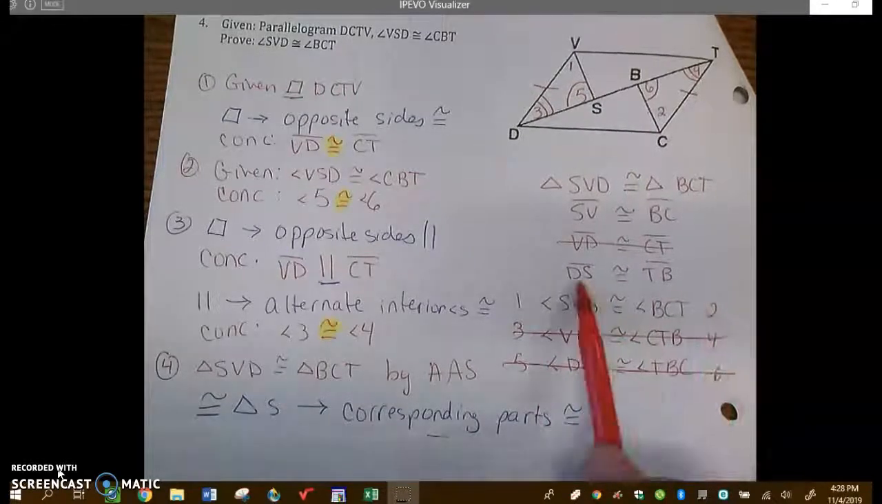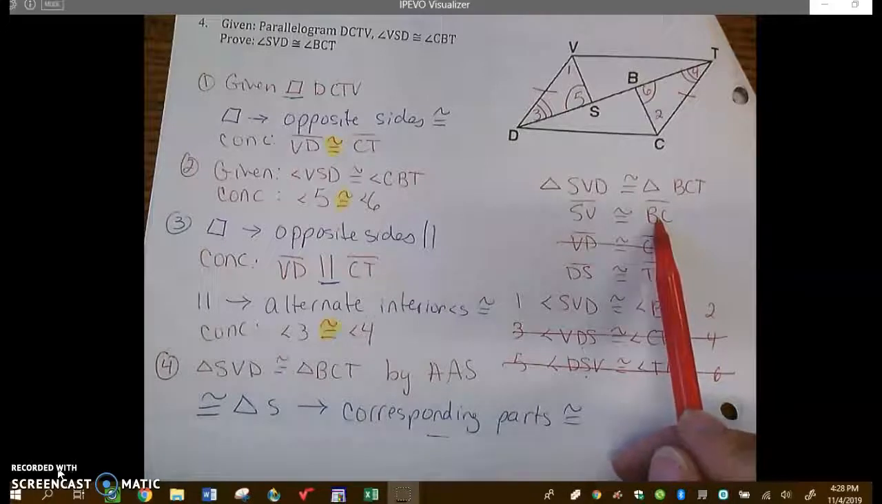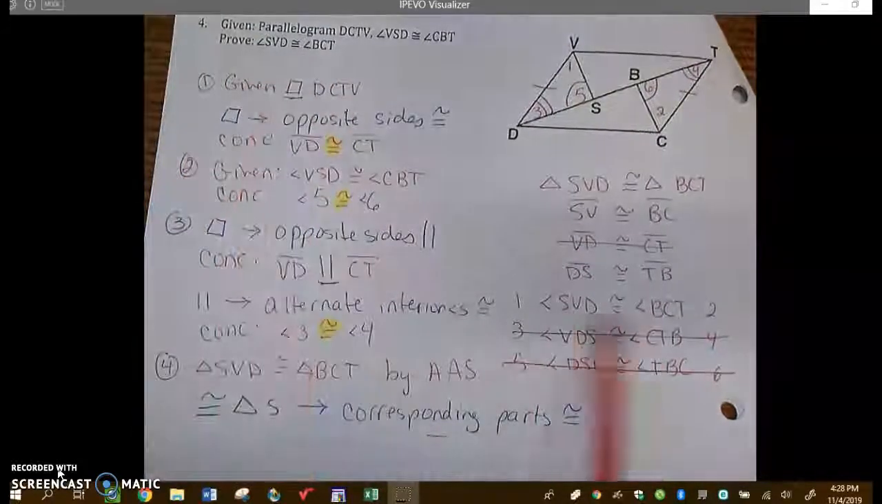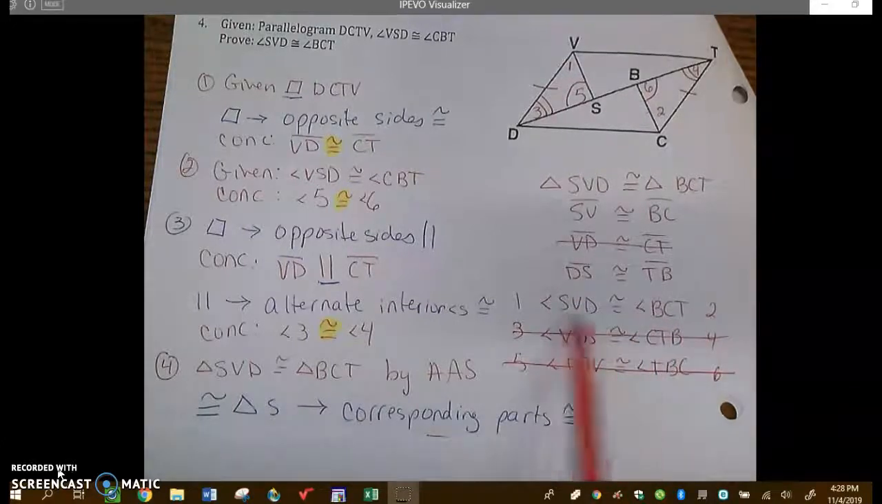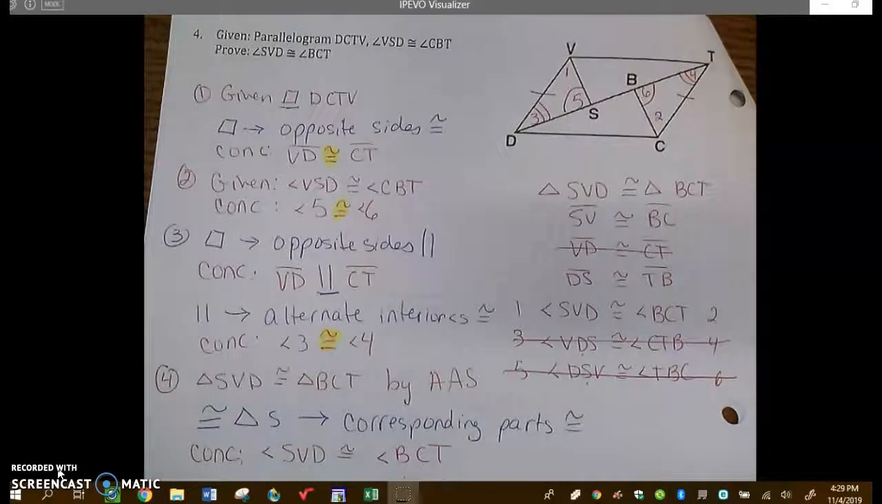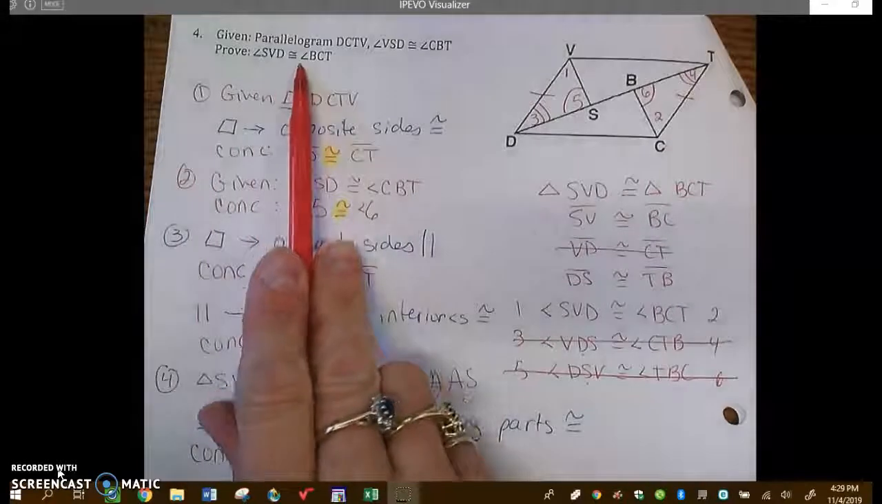So there's 3 other parts that are still on our list. We don't need all 3. This proof just wanted us to prove that angle 1 here is congruent to angle 2, or these 2 angles are congruent. So that's the only one I need to conclude. So now we are done with this proof, because that is what it wanted us to prove.